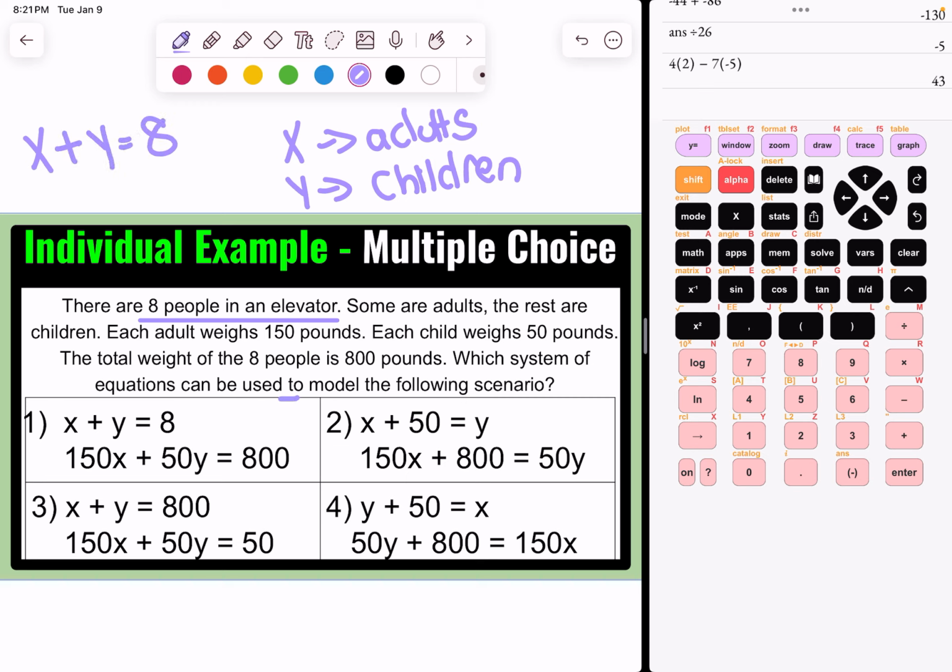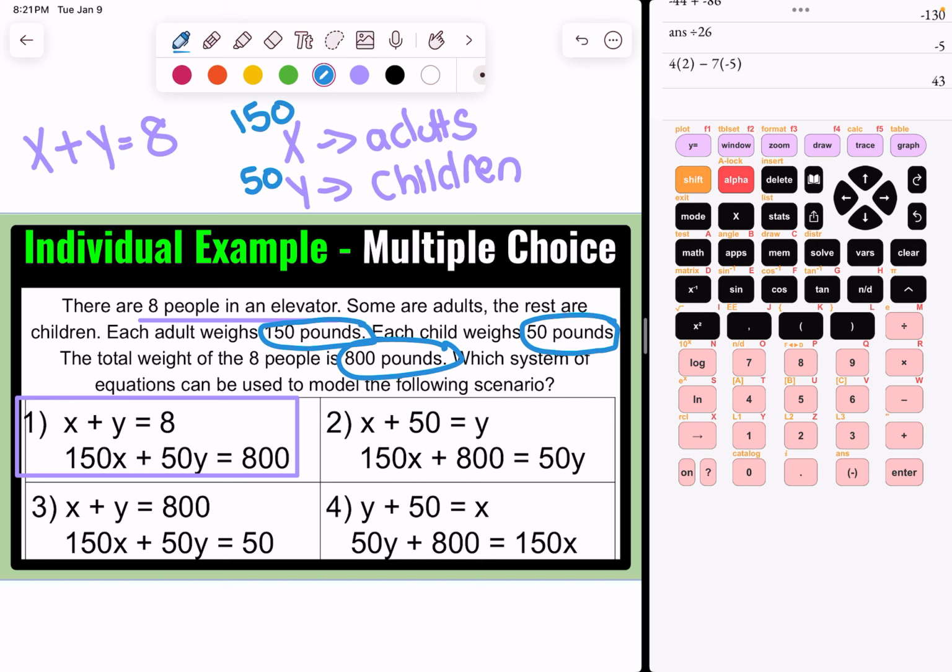But let's see what else they're saying. They're saying that adults weigh 150, so we're going to need something that says 150x. And then it says children weigh 50, so we're going to need 50y equals the total of 800 pounds. So all the numbers that say pounds have to be in one equation, which it is in that answer choice that we circled.